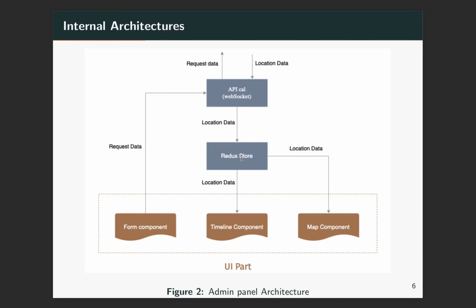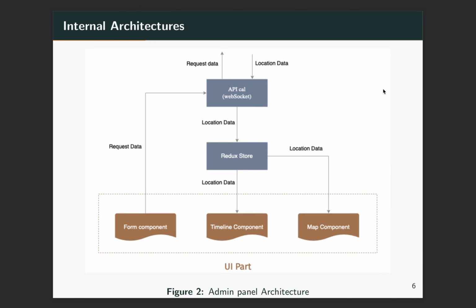And this is the internal architecture of the admin panel, which is a React app. Here it's divided into the UI part and the state management. For the state management, we have a Redux store and an API call part. The API call part basically gets request data and location data, which is sent to the Redux store, from where the required UI components are updated.